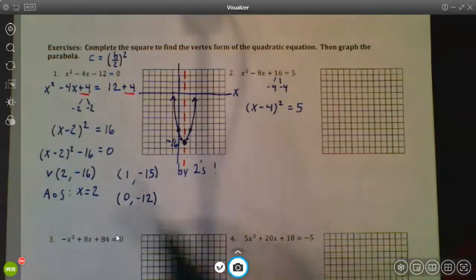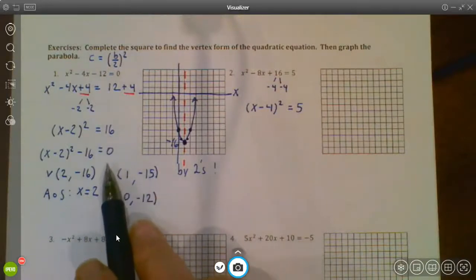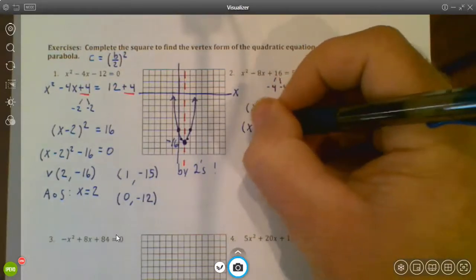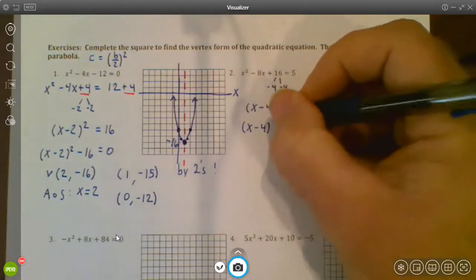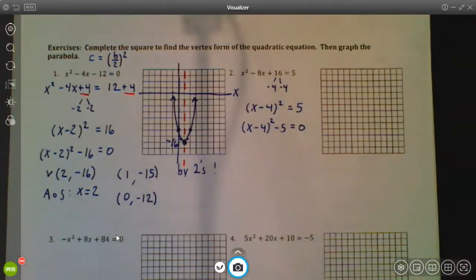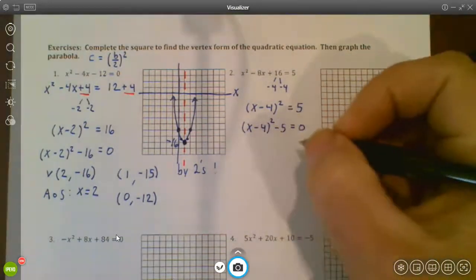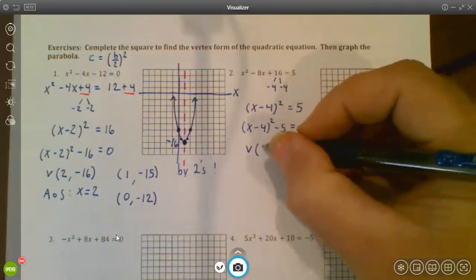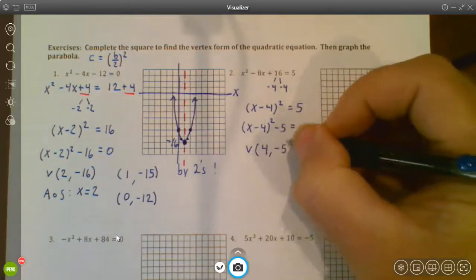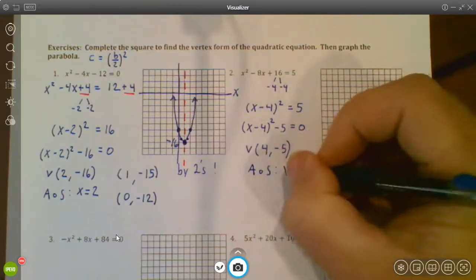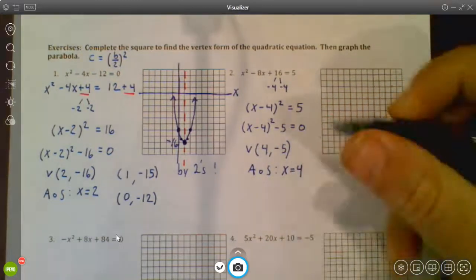And then one last thing is, remember, we like to have everything equal 0, so I need to subtract 5 over to this side. And now that I have everything on one side of the equation, I can graph it. This just goes right back to our previous lesson, but we can see that our vertex would be at positive 4, negative 5. I can see my axis of symmetry is x equals 4.